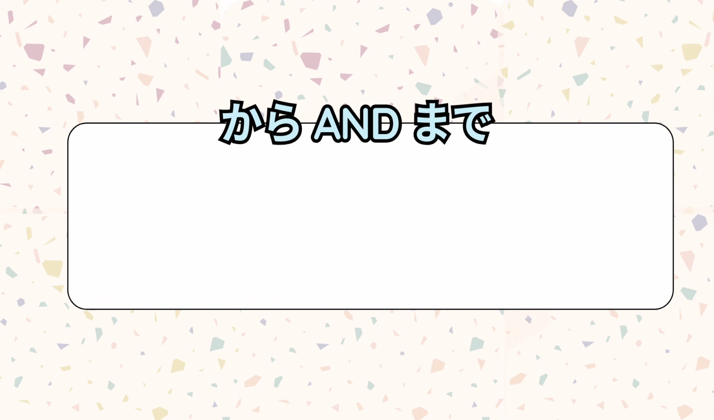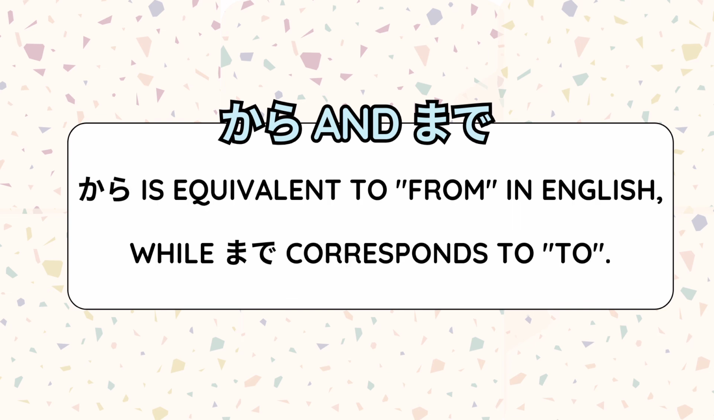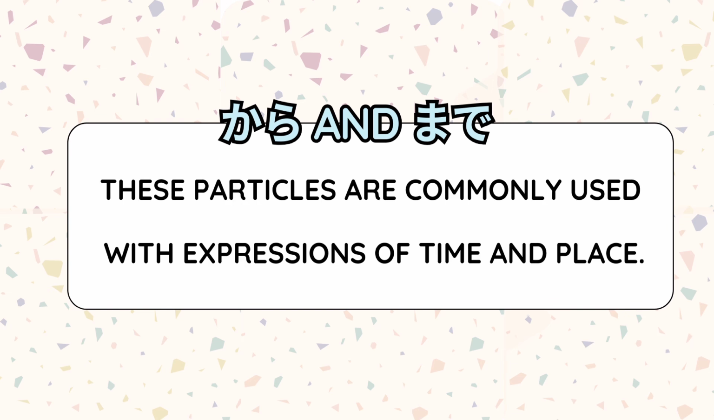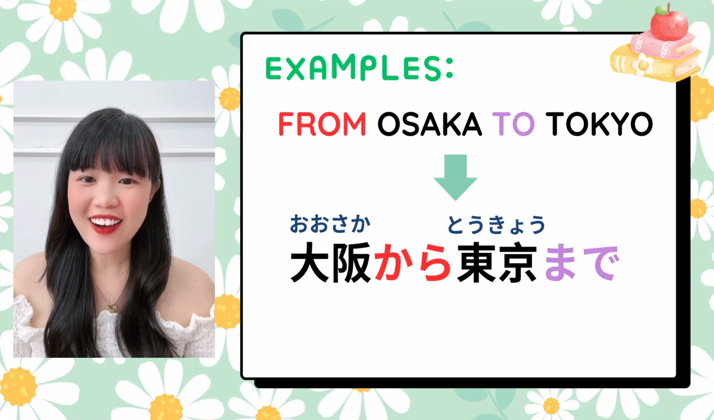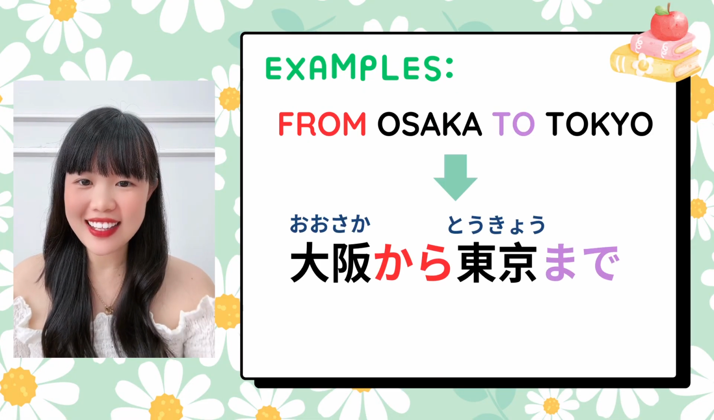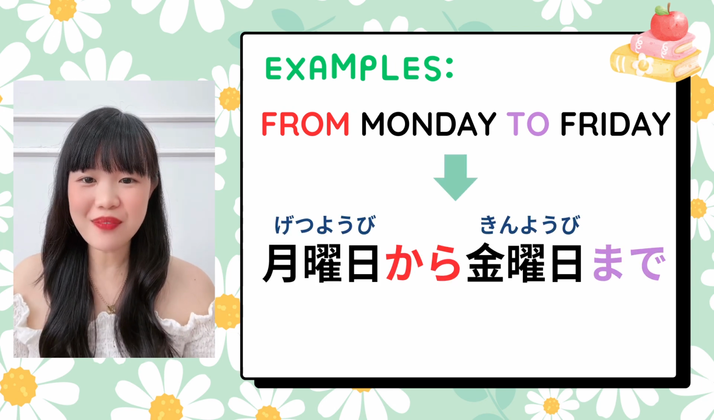And finally, the last two particles for today are kara and made. The particles kara and made are used to indicate the beginning and end of a range, respectively. Kara is equivalent to from in English, while made corresponds to to. These particles are commonly used with expressions of time and place, such as from Osaka to Tokyo is Osaka kara Tokyo made, and from Monday to Friday is Getsuyobi kara Kinyobi made.